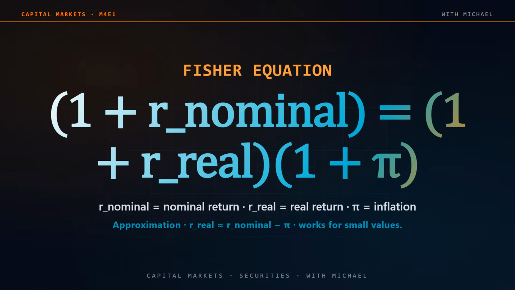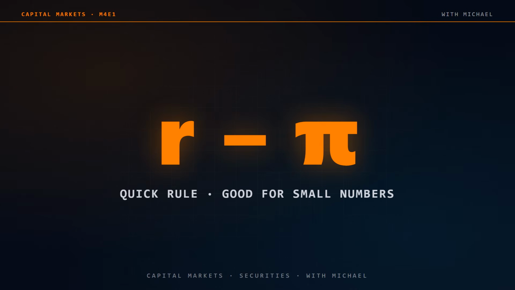Mathematically, if you earn a nominal return R nominal, and inflation is pi, then the real return R real satisfies the equation 1 plus R nominal equals 1 plus R real times 1 plus pi. For small values of R and pi, this simplifies to the rule of thumb, real return approximately equals nominal return minus inflation. So if you earn 5% nominal and inflation is 3%, your real return is approximately 2%. This approximation is good enough for almost all everyday calculations. The exact formula matters when inflation or nominal rates are high.